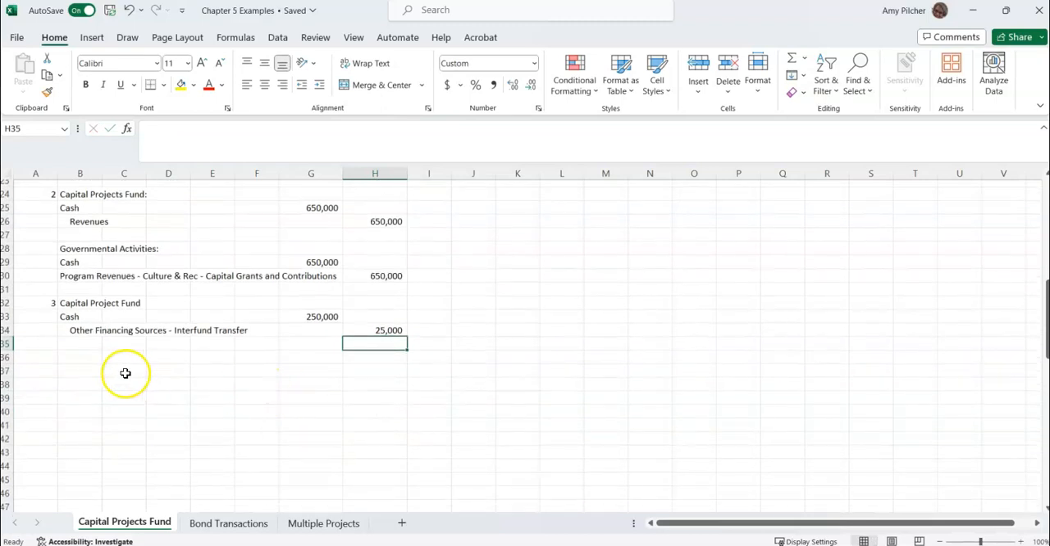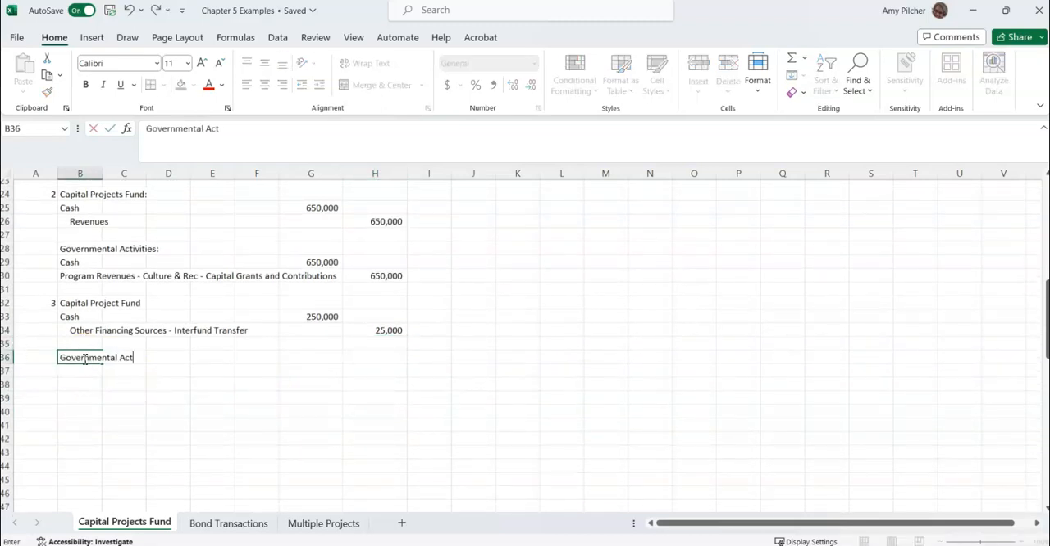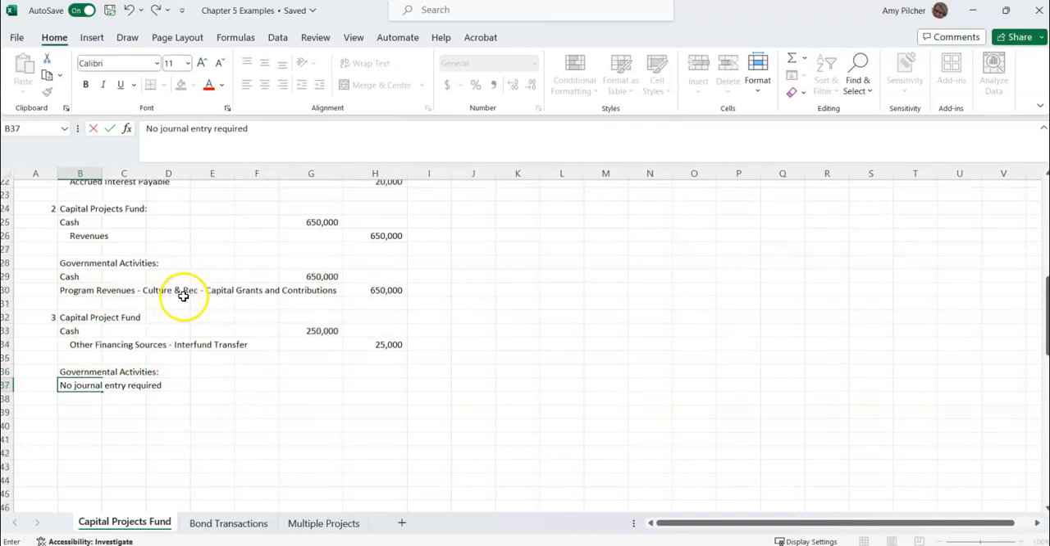Okay. Governmental activities: no journal entry required because it was a transfer between governmental funds. There would be a transaction in the special revenue fund, but we'll be looking at those in a future chapter.